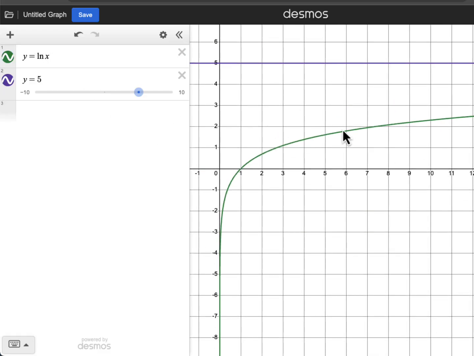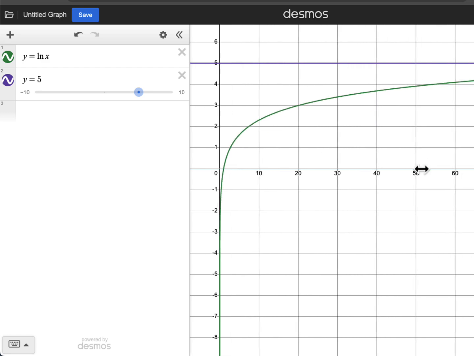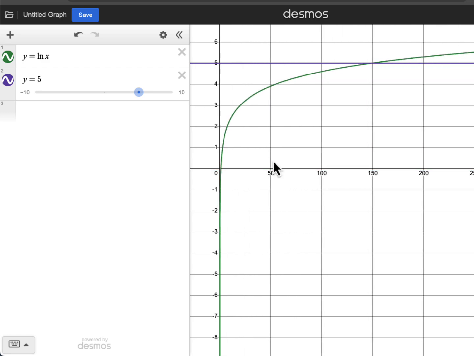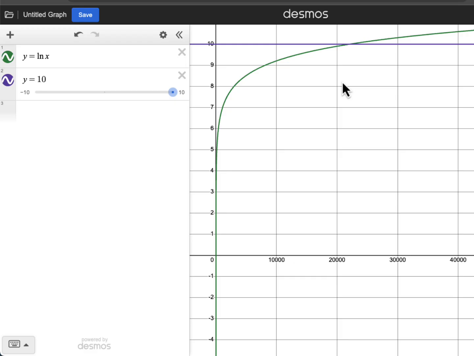And on this current window, it looks like the constant is higher than the logarithm. But if I hold shift and shrink and condense only the x-axis and do this enough times, you will see that eventually the logarithm will overtake the 5. Now this is true even if I put a larger number here, like 10. Continue to contract the x-axis, and you can see that eventually, when x is large enough, the logarithm will overpass the constant.